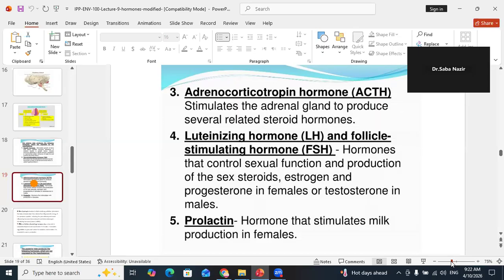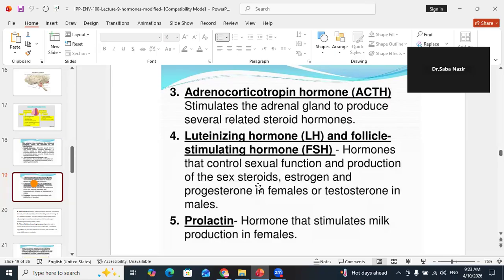Luteinizing and follicle stimulating hormone are released from the anterior lobe of the pituitary gland, and they play a very important role in sexual function. Follicle stimulating hormone is responsible for maturation of follicles. In the female reproductive system, the egg starts to mature from follicle stimulating hormone, and luteinizing hormone is responsible for release of the egg from the ovary. So the two hormones are doing two different jobs.